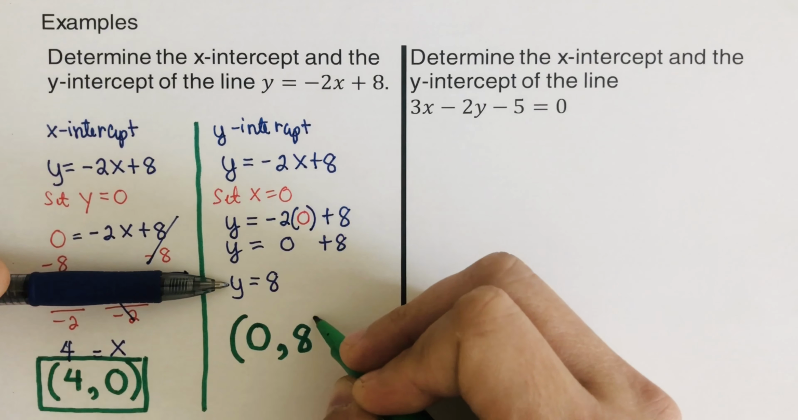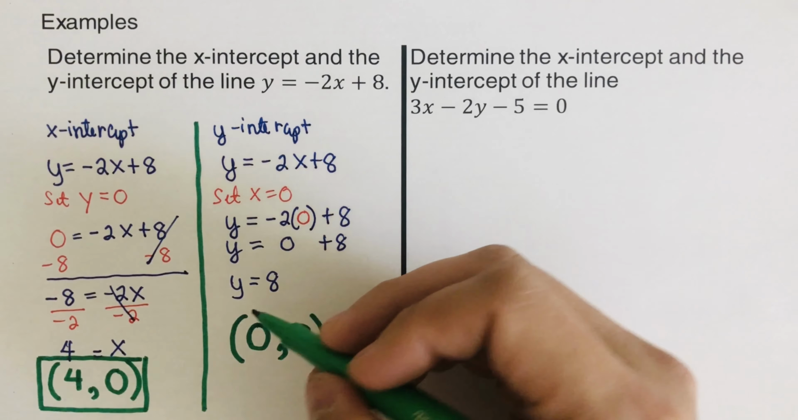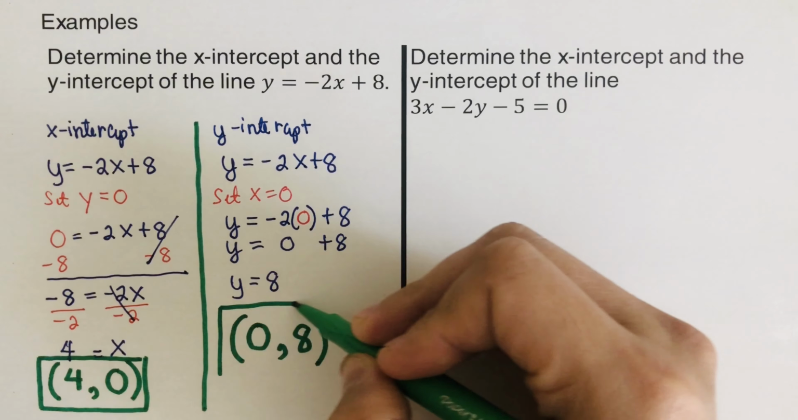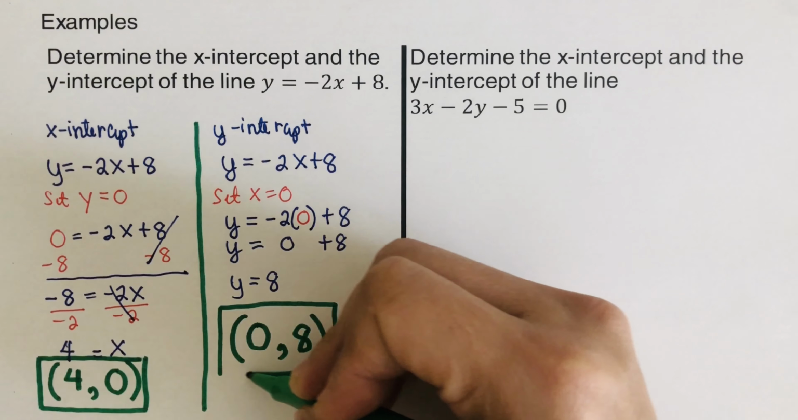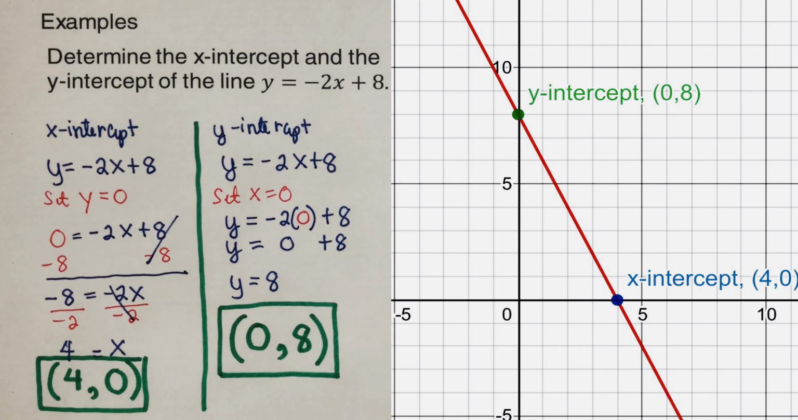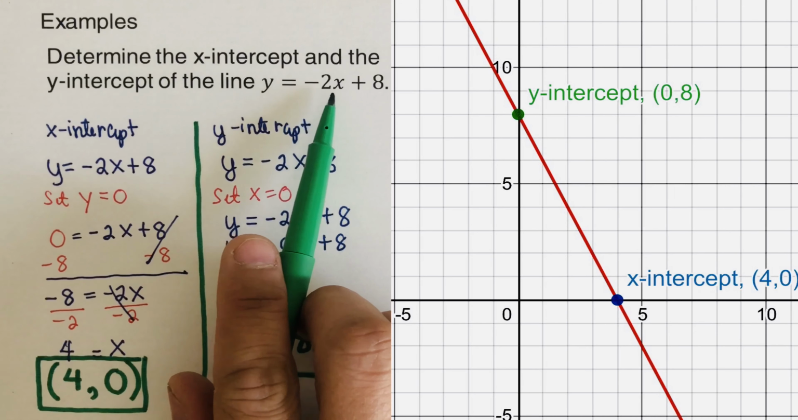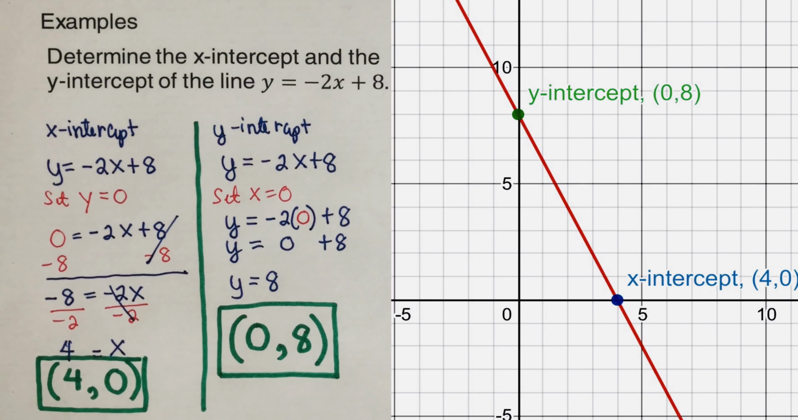So this is our y-intercept. This is the point where we can tell that that's the y-intercept right there. On the right side, you will see the graph version for this problem. You can tell that if we graph y equals negative 2x plus 8, these two here, the 4, 0 and the 0, 8, this is the x-intercept, and this is the y-intercept in the graph.